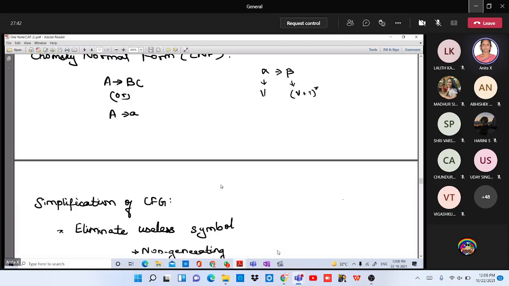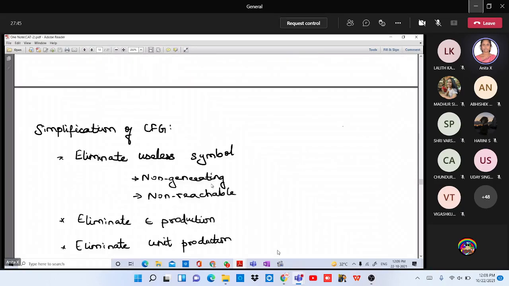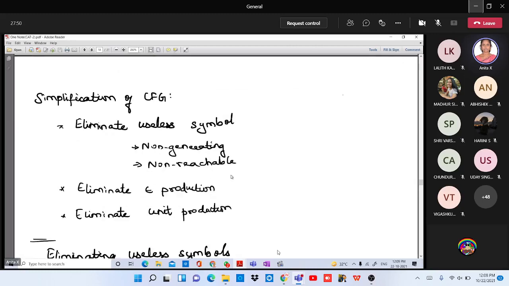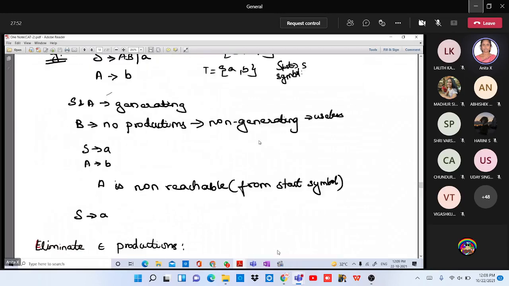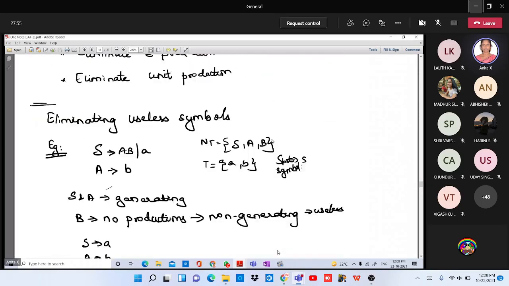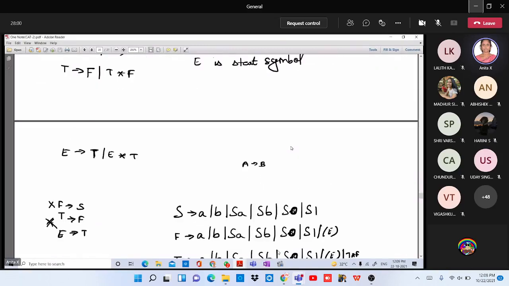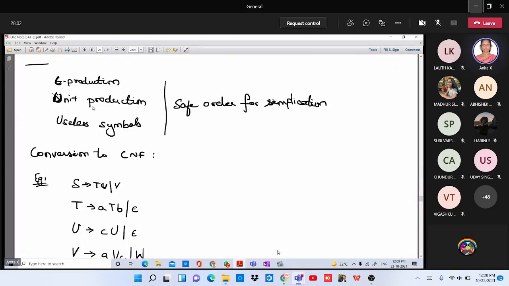So before proceeding with Chomsky normal form, we have to simplify the grammar. Simplification involves three different steps: eliminating useless symbols, eliminating epsilon production, and eliminating unit production. This is the same order for simplification. If we do it interchangeably, we will be in a position to repeat the same sequence of steps. In order to avoid that, we proceed with the safe order.